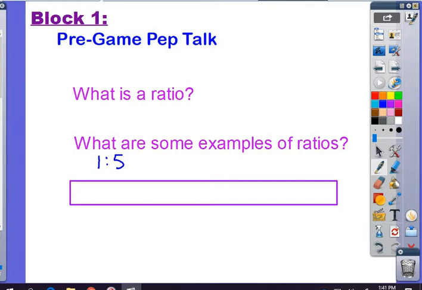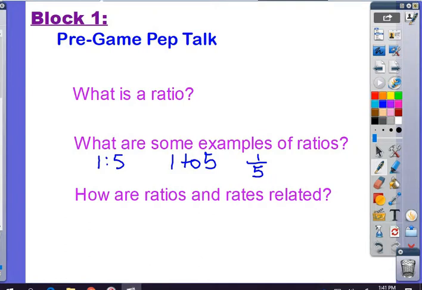Did we talk about, is this the only way to write ratios? We can also use the word, somebody said the word to. How else could we write it? You could write it like a fraction, so 1 over 5. There's actually one more way, but we'll go over that.